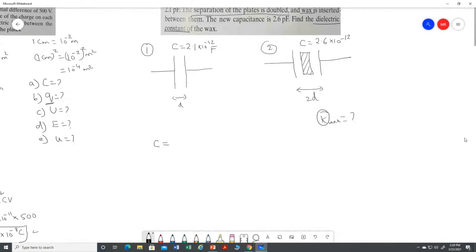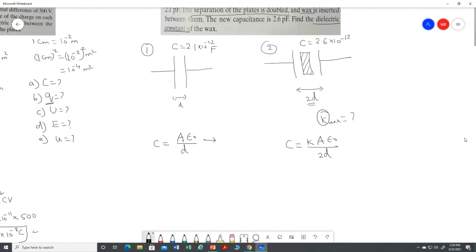C is equal to A multiplied by epsilon naught divided by D. Am I right? Yes. Okay, for this case, you put some dielectric material. So how will you write the formula? C is equal to K multiplied by A epsilon naught. What is your distance? 2D. So you have to write 2D.